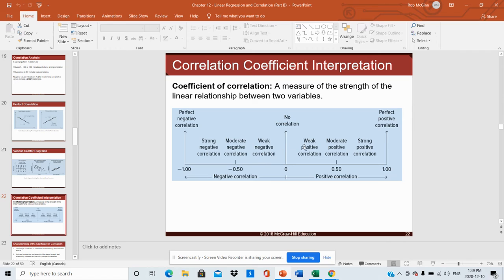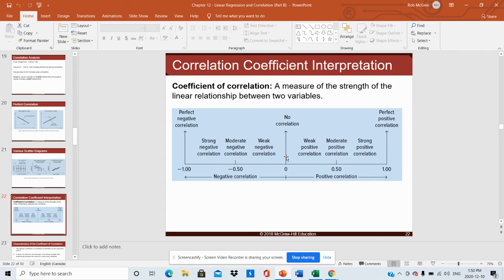And then as we deviate a little bit from 0, so as we get to say 0.25, we have a weak positive correlation. At 0.5, we now have a moderate positive correlation. Somewhere around 0.75, we have a strong positive correlation. And then, of course, at 1, we've got a perfect positive correlation.